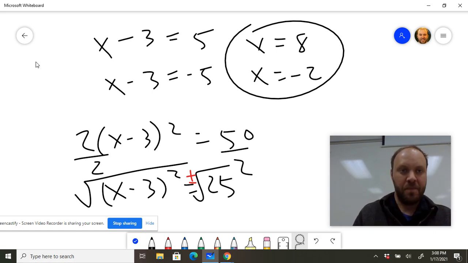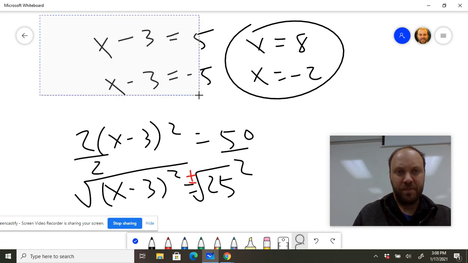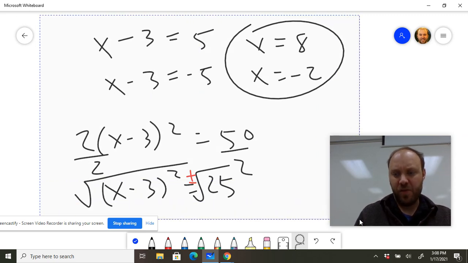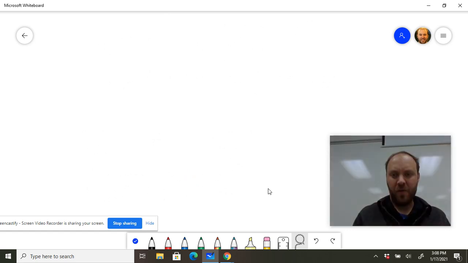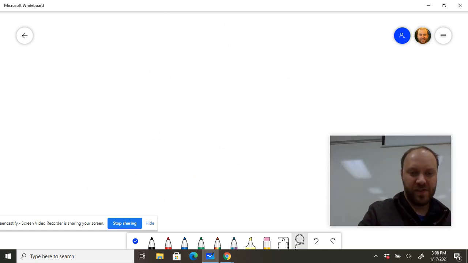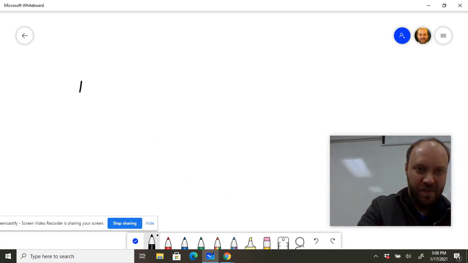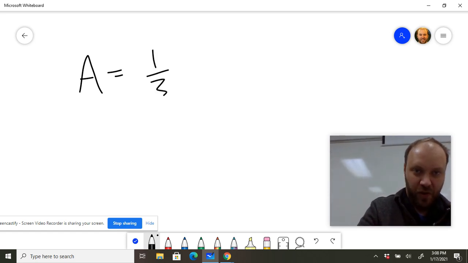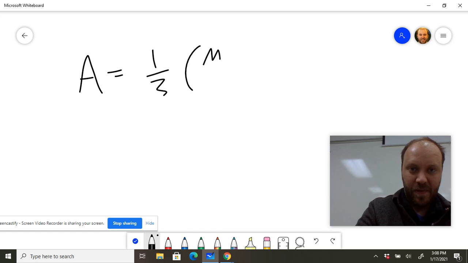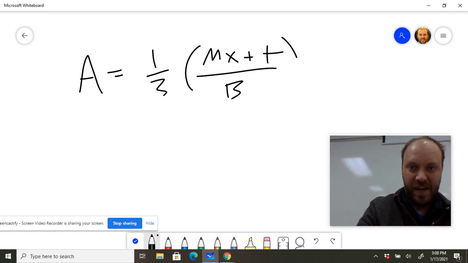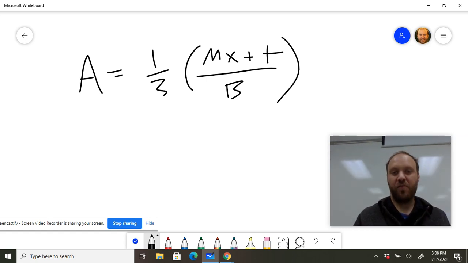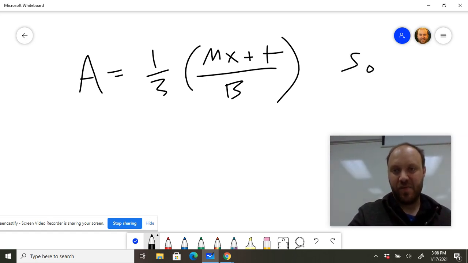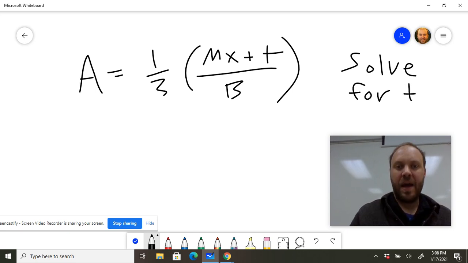The last of the equation solving problems, and I think I'm going to do the graphing in a separate video, is a literal equation. I ended up making this a bonus. We hadn't focused on this a lot, although really when we're solving equations in slope-intercept form, we're doing the same thing. So this was number 6. We had a equals 1/3 times the quantity mx plus t, all of that being divided by b. And the equation asked me to solve for t. So I'm trying to isolate the t variable there.